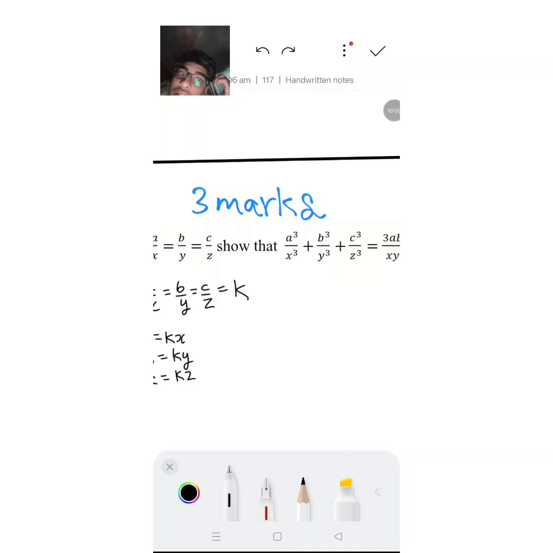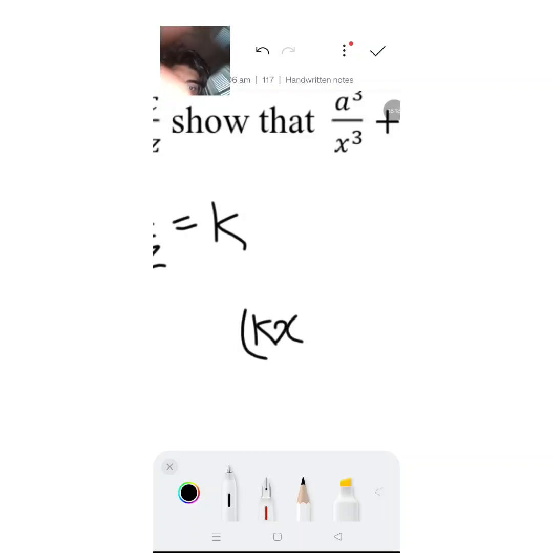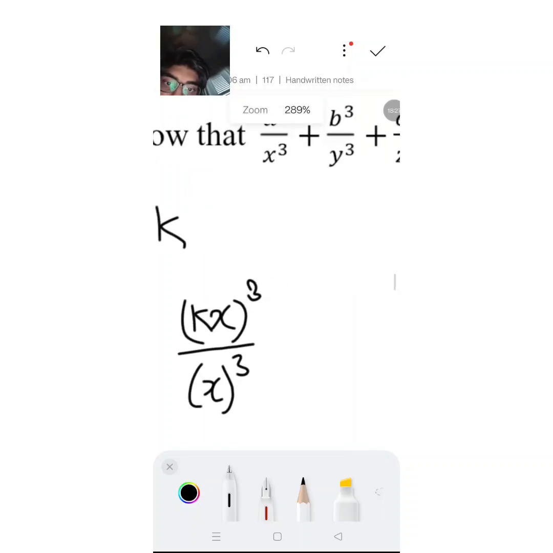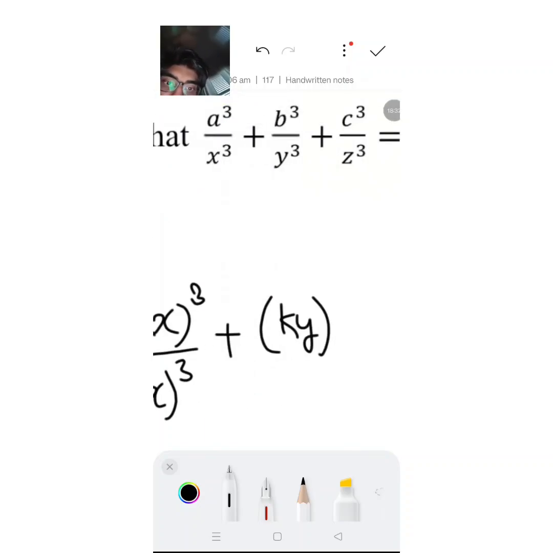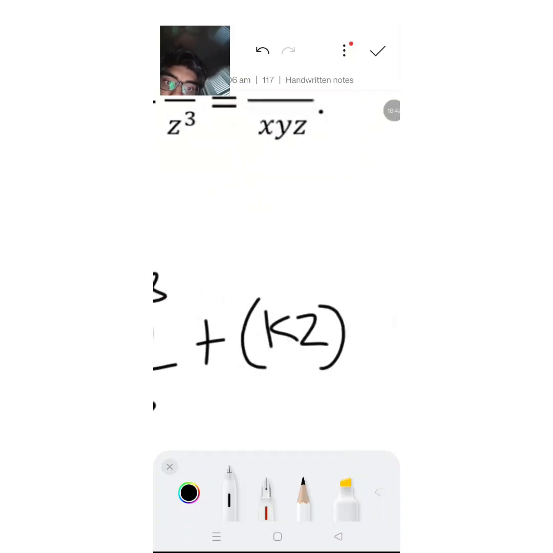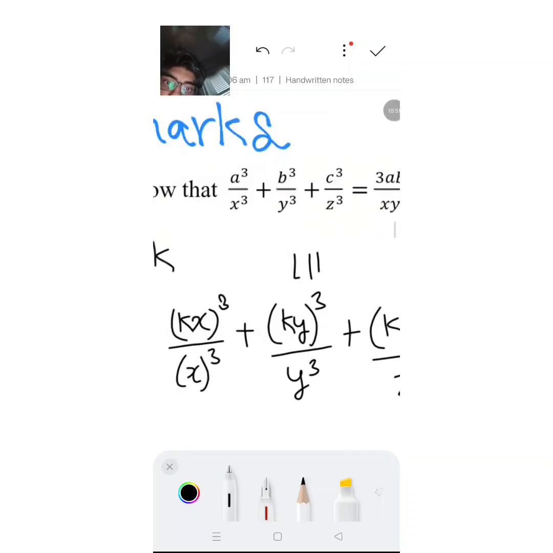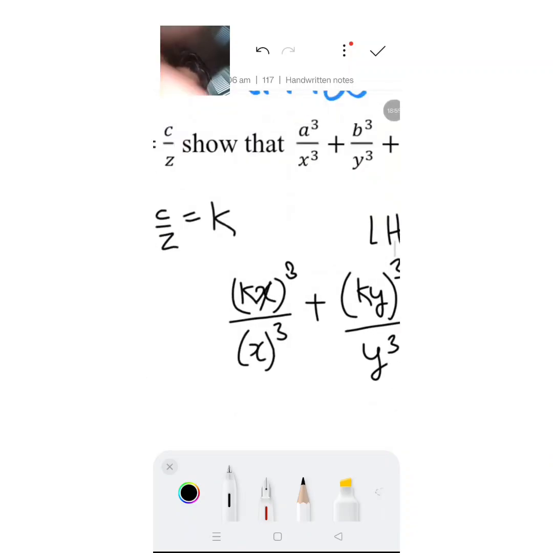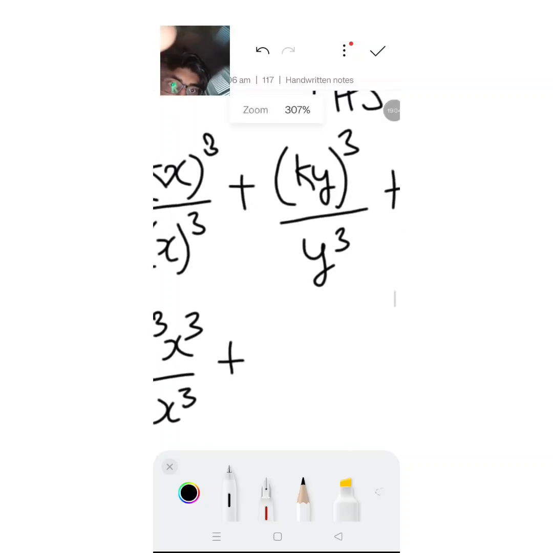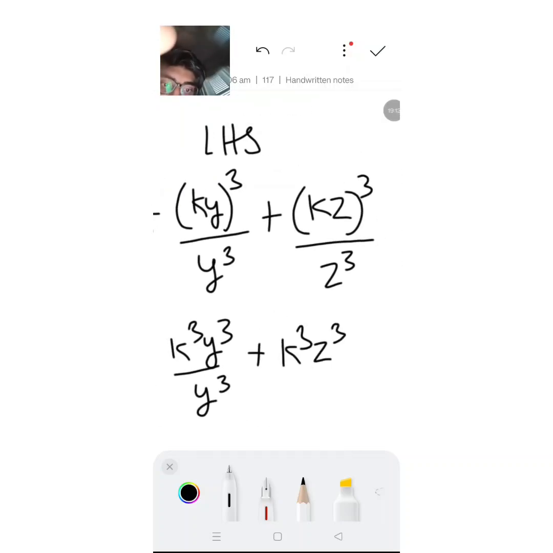Okay, so the first thing that I can even think of is just replacing these. So this is kx cubed, because a is kx, over x cubed, plus ky cubed over y cubed. Okay, pretty straightforward. Plus kz cubed over z cubed. Okay, start off at LHS always and then modify RHS accordingly. So you can remember, you can do this when you have exponents. So k cubed x cubed over x cubed plus k cubed y cubed over y cubed plus k cubed z cubed over z cubed.